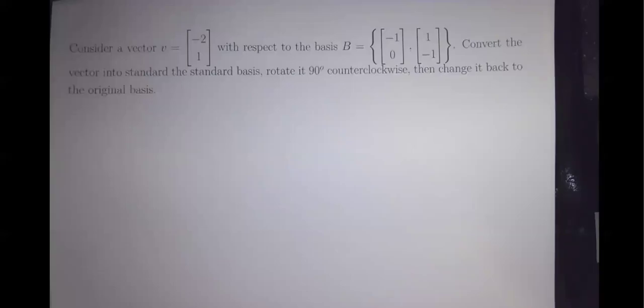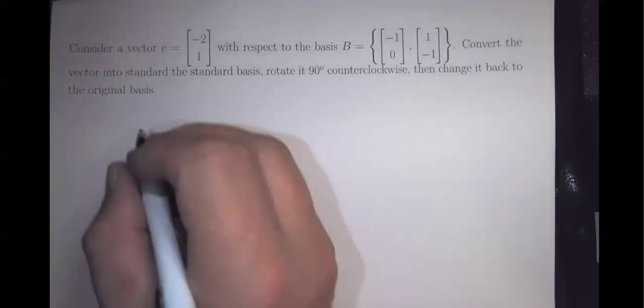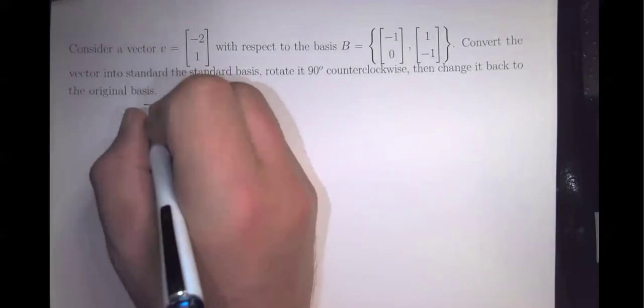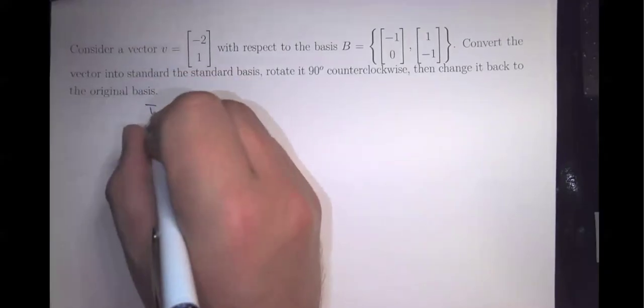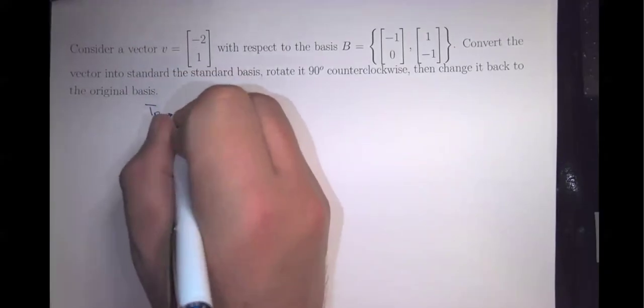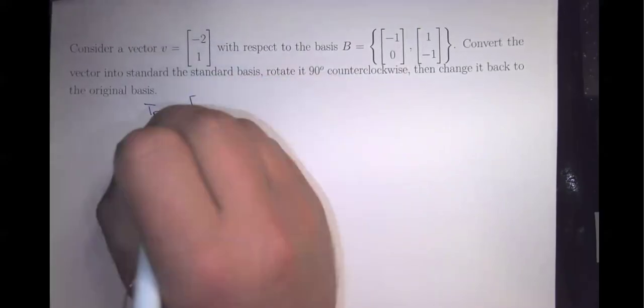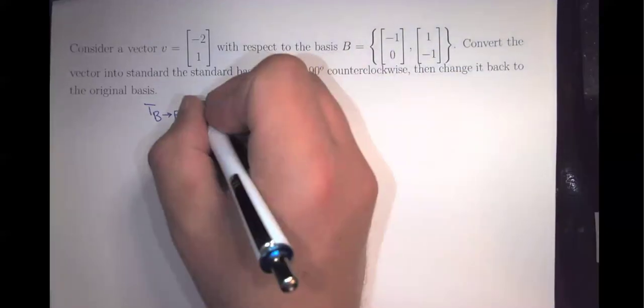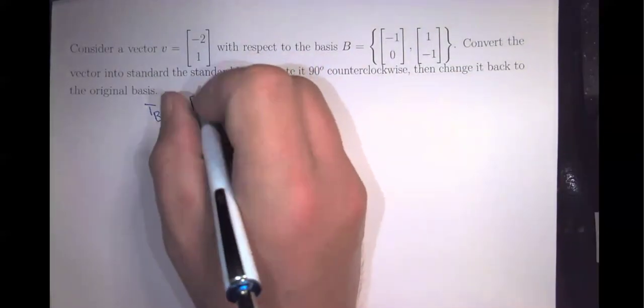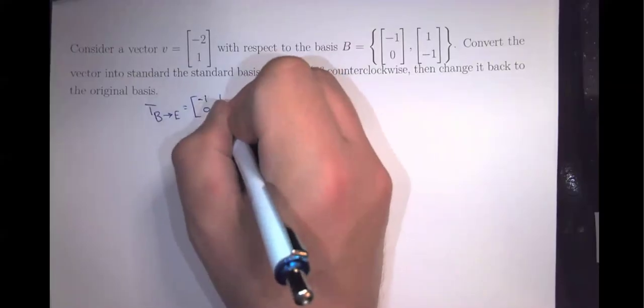In this example, we want to take a vector, -2, 1, with respect to a given basis, convert it into a standard basis, rotate it 90 degrees counterclockwise in that basis, and move it back to the original basis. So the transformation matrix that we would use to take this from basis B to our standard basis E is given by the columns of the basis vectors. So -1, 0, 1, -1.